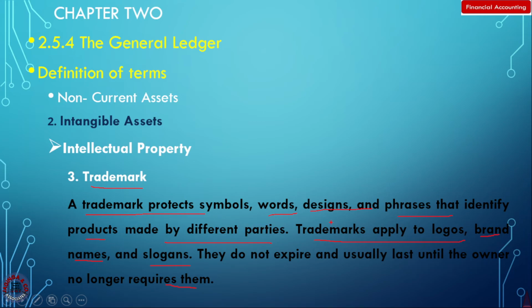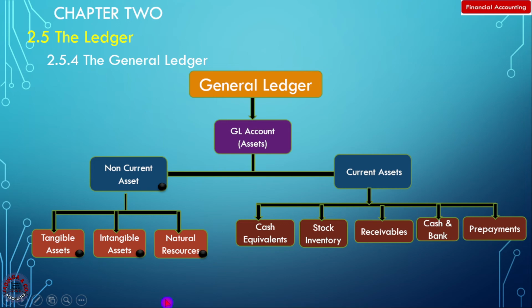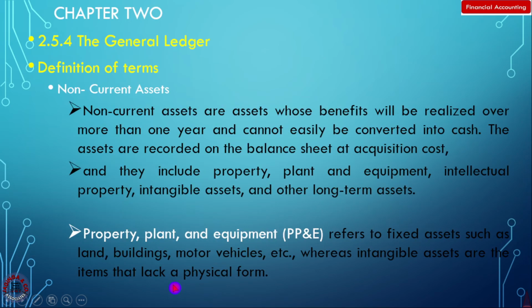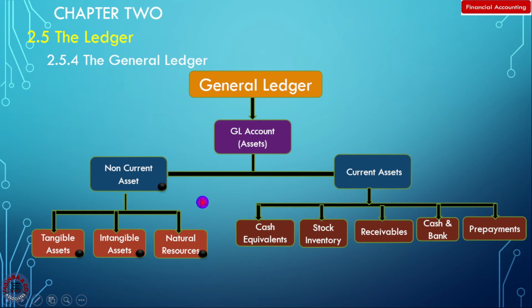So we've done trademark, we've done patents, we've also done the copyrights as well. So let's go back to non-current assets. We are done with the intangible assets. Now we have the natural resources after intangible assets.